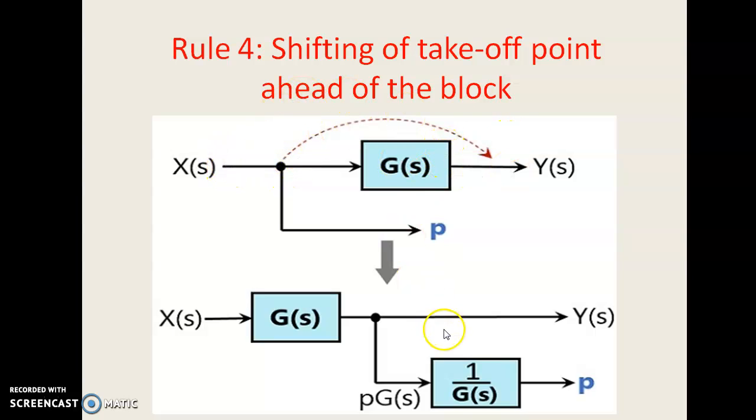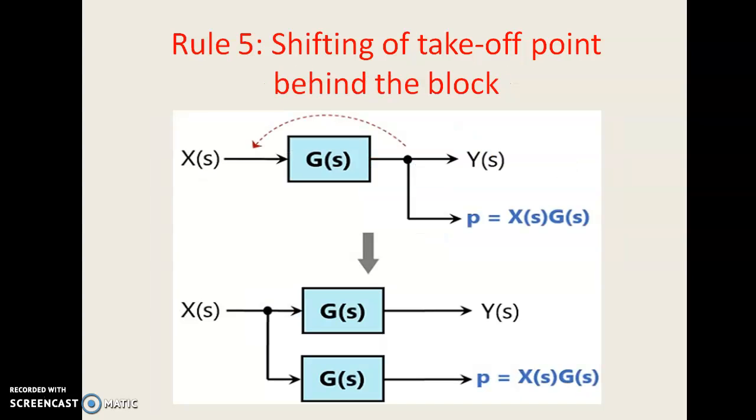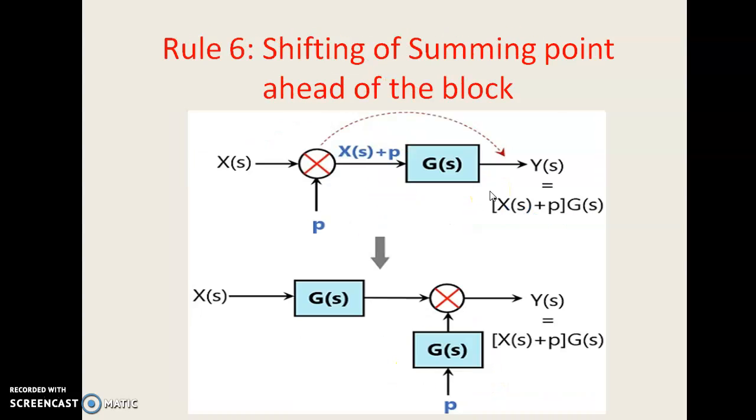So in that case we are taking the reciprocal of the gain in that path. Okay, so that is rule number 4. Rule number 5, shifting of takeoff point behind the block. In the case of shifting of takeoff point behind the block, we are taking the G(s) as it is in that path, the feedback path.